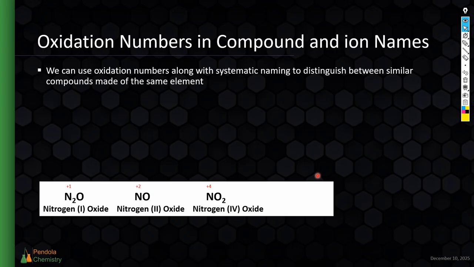We can also do this with covalent compounds that have oxygen in them. A lot of different nonmetals, when combined with oxygen, can form different versions of the same combination. And they differ by the ratio between the element and oxygen. For example, N2O, NO, and NO2 are three different ratio combinations of nitrogen and oxygen.